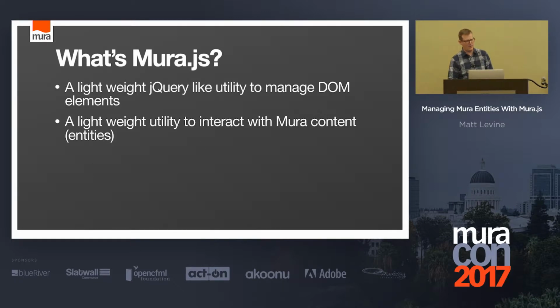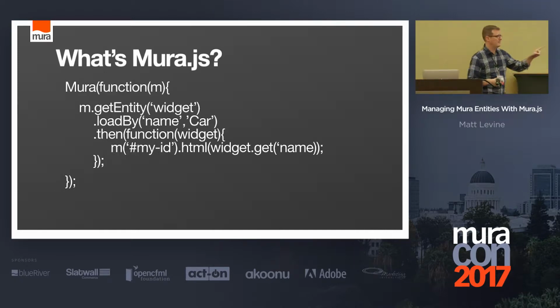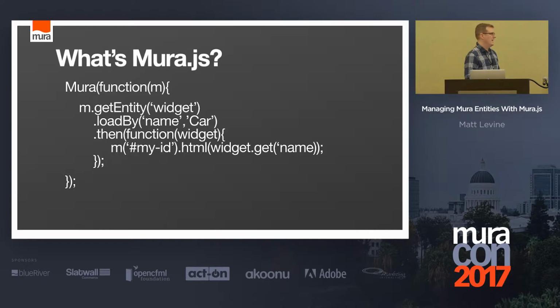And an awesome example in the very near future here is that it's also a lightweight utility to interact with Mura content. So you can do things like Mura.get. Now this is JavaScript. So with Mura.get entity, a widget, we're going to load that entity by the property name, which has a value of car. We're going to get that widget back, and we're going to put the name into a div. It's JavaScript, it's not server-side, so the structure is different.